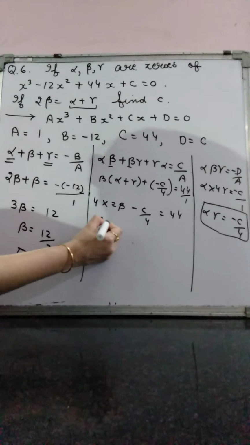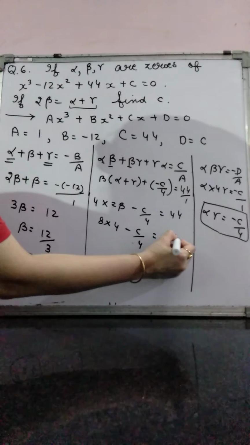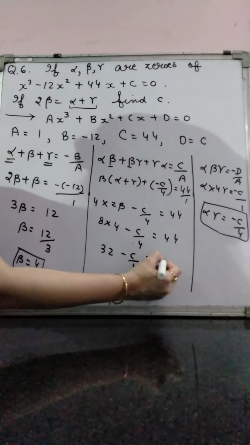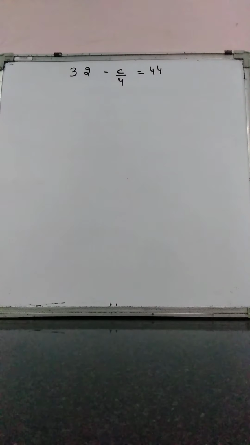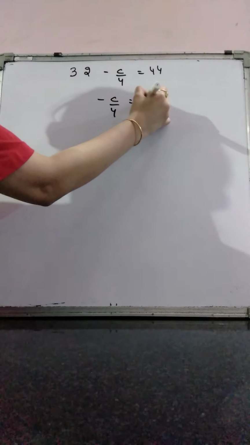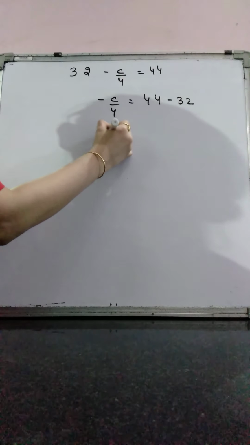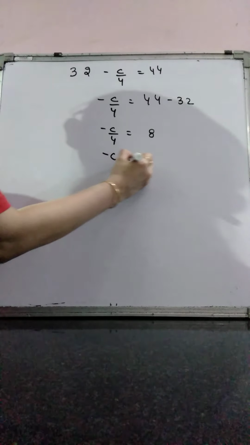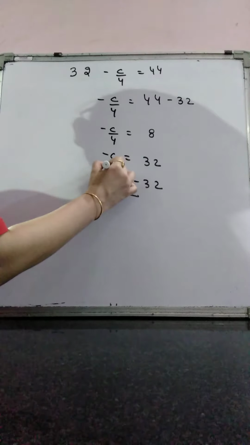Now 8 beta, substitute the value of beta, that is 4. 32 minus c by 4 is equal to 44. Minus c by 4, bring 32 on RHS, 44 minus 32 will be 8, cross multiply, now bring minus here. So the value of c is minus 32.